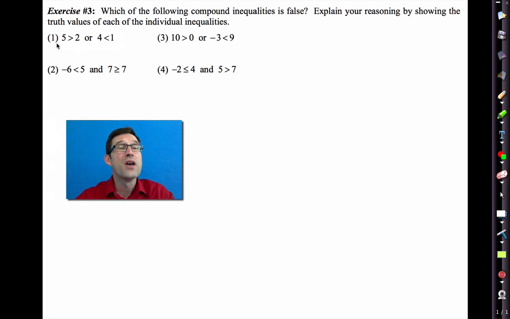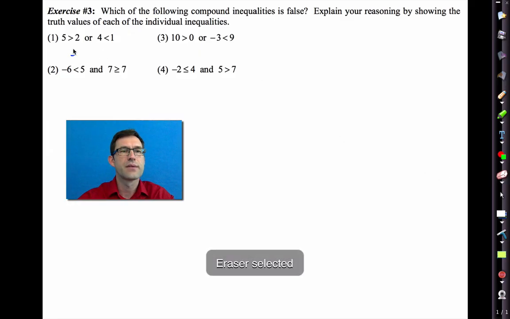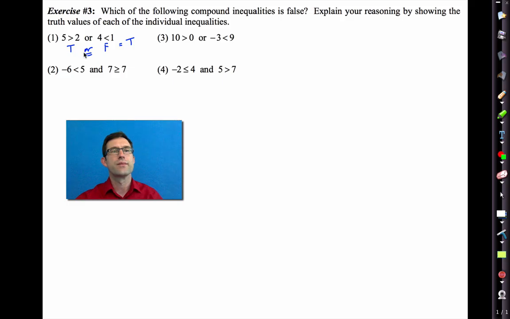Okay, here we go. So in the first one, we have 5 is greater than 2. That's true. 4 is less than 1. I don't know why I just put 3 there. That was kind of funny. 5 is greater than 2. That's true. 4 is less than 1. That's false. But because it's an or overall, it's true. All right, the only way an or is going to be false is if all parts are false.